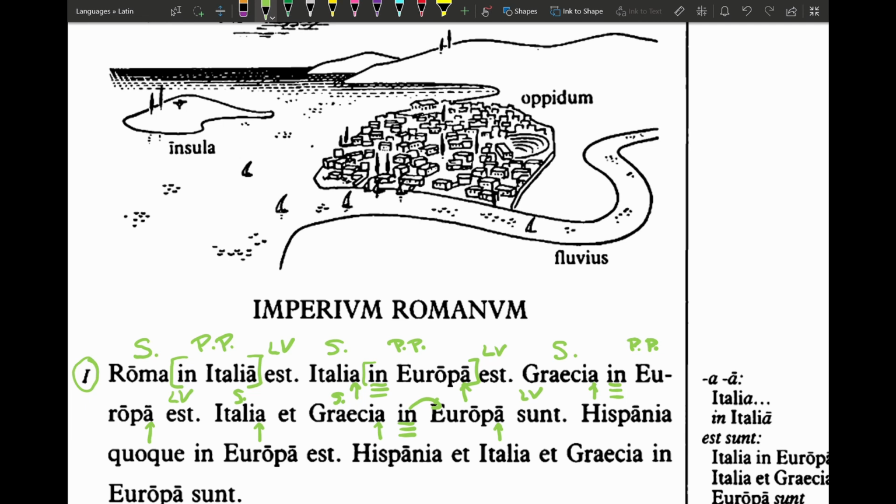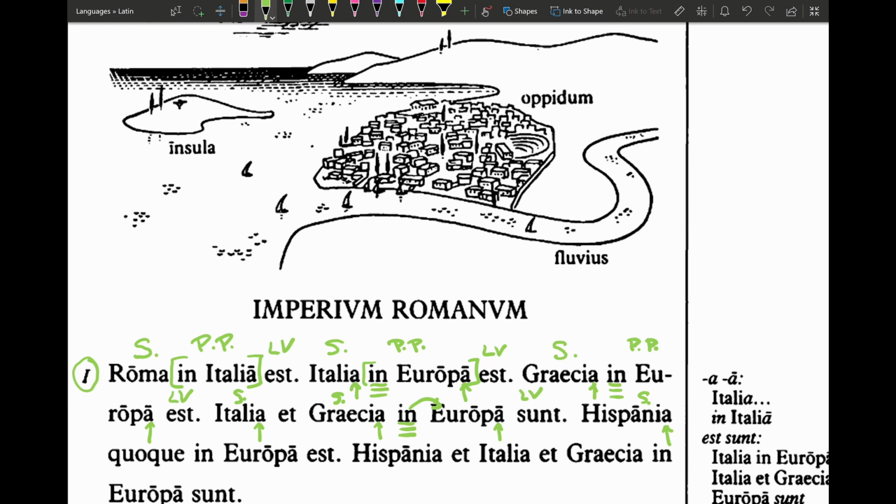Okay? Moving along. Hispania quoque in Europa est. Look what happened. Our verb went back to est because we only have how many subjects? One. That's right. We only have one subject. And here is our A that tells us it's in the nominative case.